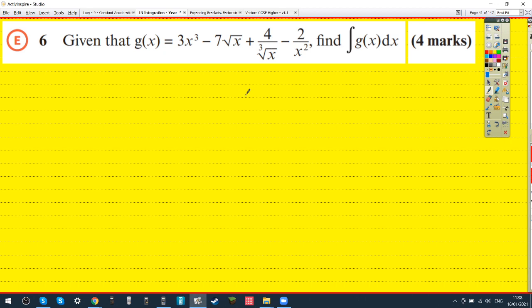So I got 3x cubed so far. Minus 7x to the power of a half. Plus 4x to the power of minus a third. Minus 2x to the power of minus 2. And then can you simplify them? Nope. You just integrate after that. Yeah, different powers. Okay. If you could simplify them, then you could have simplified them up here. Yeah.